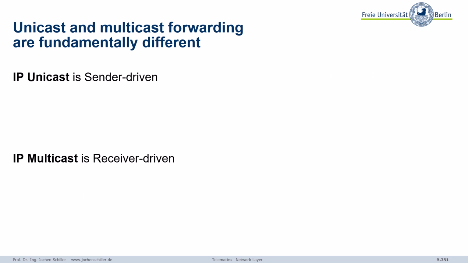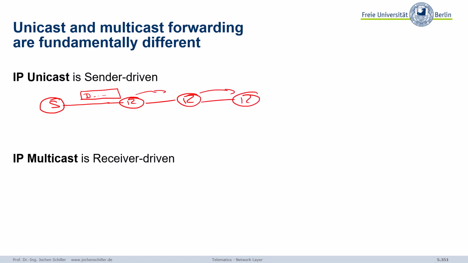So the basic idea, again, between the multicast and the unicast is that unicast is sender driven. What does it mean? If you have a sender, then the sender starts sending a packet with destination address and many other things like source address, etc. But the destination address is then taken in all the routers to forward the packet until it reaches the receiver. So it's sender driven.